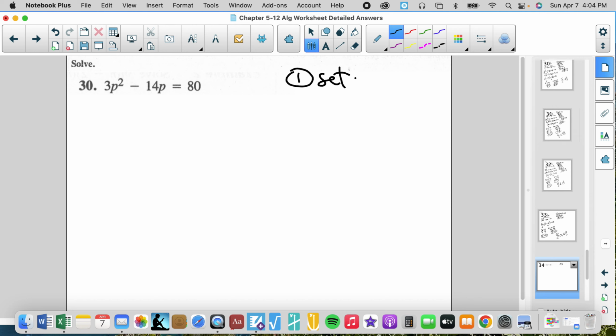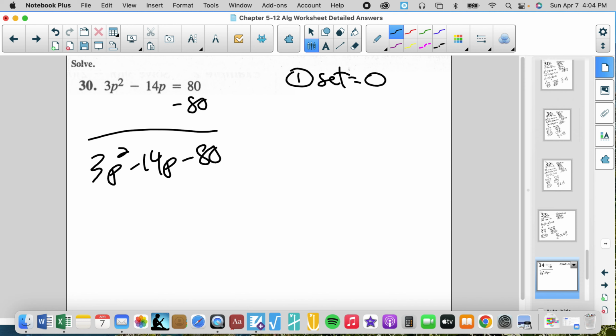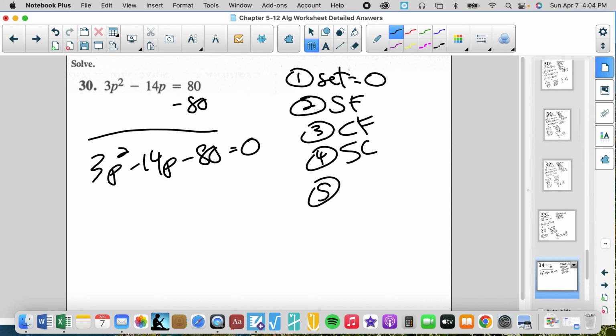Set equal to 0. Minus 80. I thought there was going to be a common factor, but no number goes into 3, 14, and 80. Standard form, yes. Common factor, no, as we just alluded to. Special case, no. A times c. Hi-ya. That's a big negative 240.